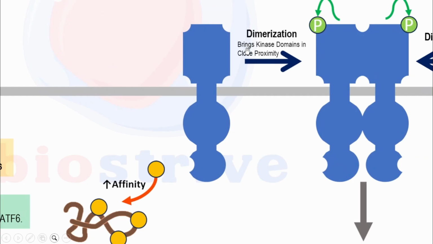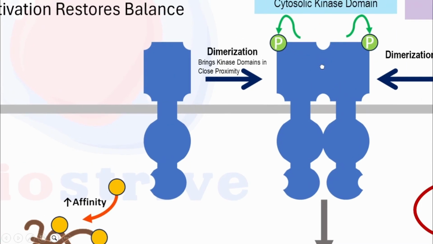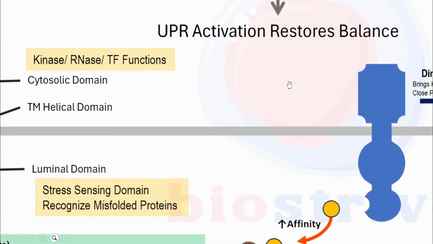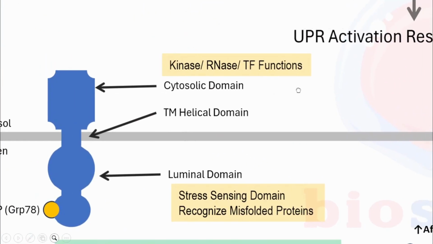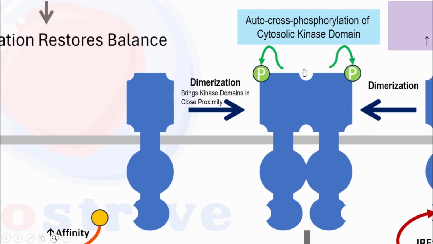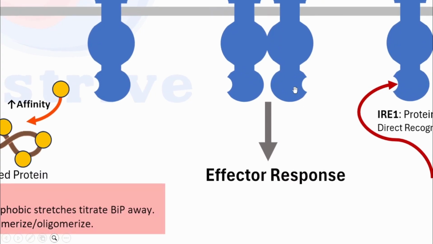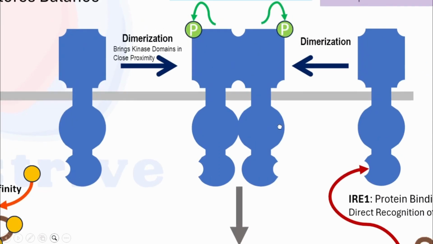When these stress receptors become active, they start the dimerization process. This dimerization brings together two cytosolic domains, and as we described earlier, the cytosolic domains have kinase activity. So these domains perform auto cross phosphorylation, which means that this domain phosphorylates this and this domain phosphorylates this. This auto cross phosphorylation will lead to effector response, and there will be a variety of effector responses we will talk about in upcoming slides.